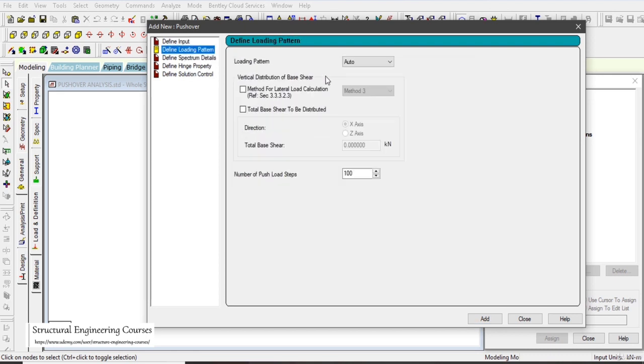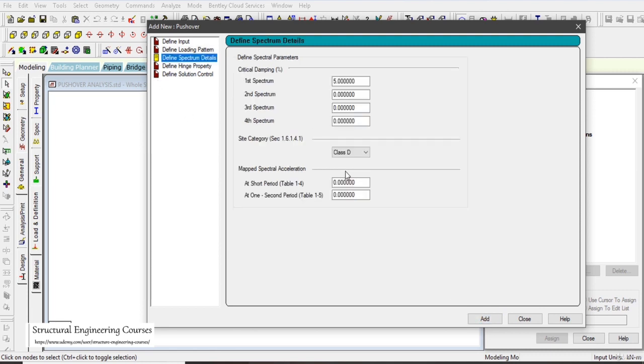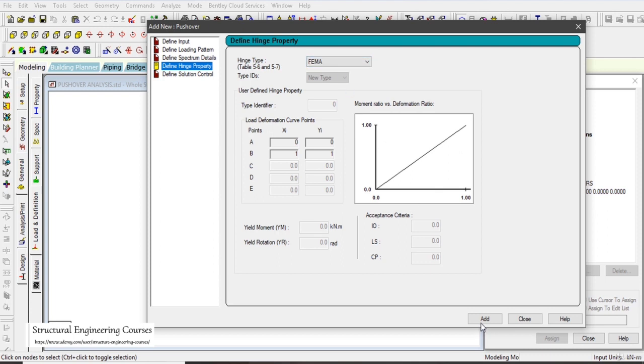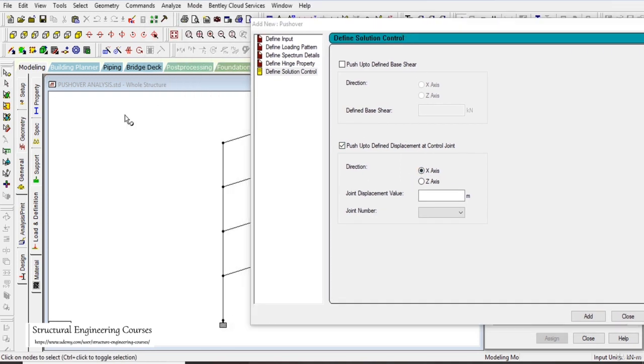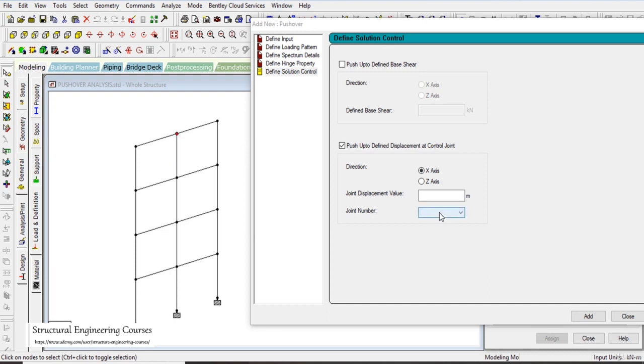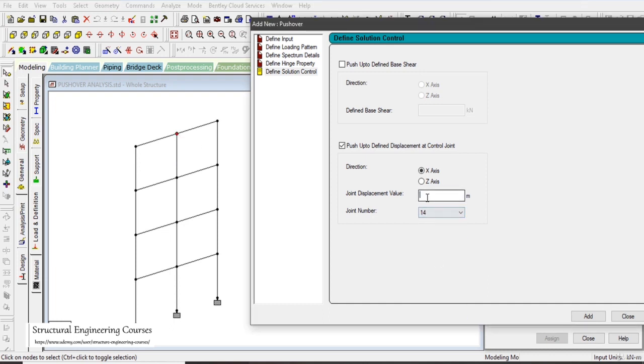After that we can go for the loading pattern. Loading pattern we can select as auto, and number of push load steps as 250. Spectrum detail we can select as class A. SS we can select as 1, and S1 again as 1. Left click on add here. Hinge property we can enter as per FEMA. And for solution control, we can go for push up to a specific horizontal displacement, and node we can select as joint number 14, and displacement value as 150 mm, and then left click on add here.